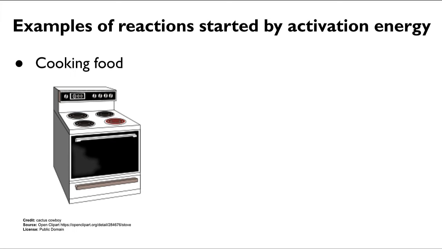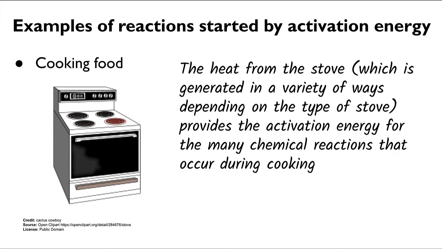Another example is cooking food. Cooking food involves a series of chemical reactions depending on the type of cooking you are doing and the specific ingredients involved. But the heat from the stove, which is generated depending on the type of stove, provides the activation energy for the many chemical reactions that occur during cooking.